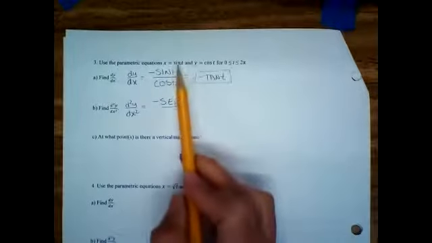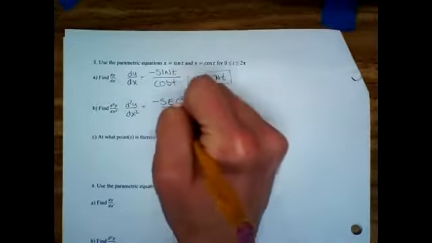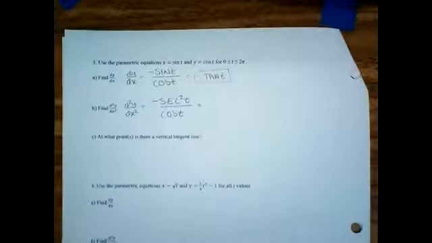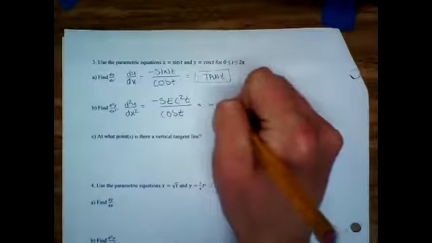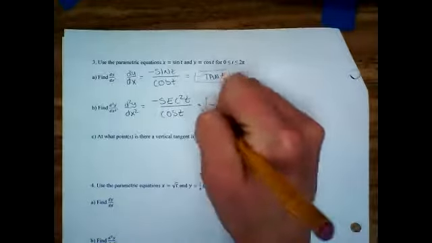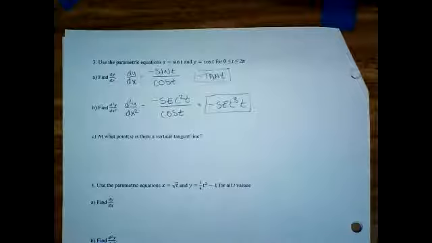So what did we say dx dt was? Cosine, good. And then we can actually simplify that a little bit more as well. Cosine would be 1 over secant. So if you have negative secant squared over 1 over secant, it's going to be negative secant cubed. They're reciprocals of each other. So if you flip the cosine, does that make sense to everybody? If you flip that, then you have a third one.